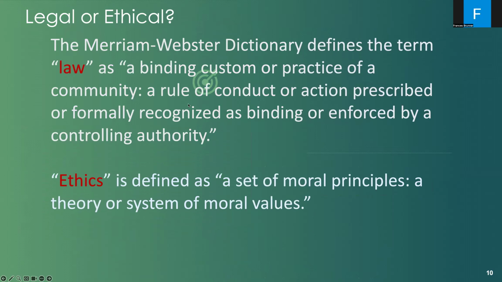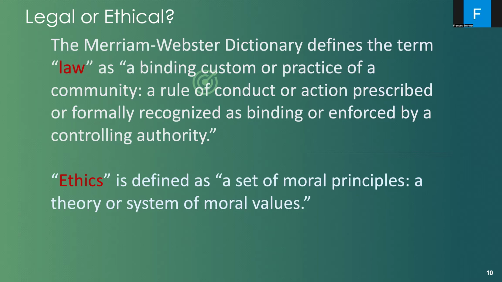So, first of all, in order to refer to something as legal, I think we should define it. Merriam-Webster calls the law a binding custom or practice of a community. It's a rule of conduct or action prescribed or formally recognized as binding or enforced by a controlling authority. So, what does that mean? That means, one, a rule needs to be established, and two, it needs to be enforced.